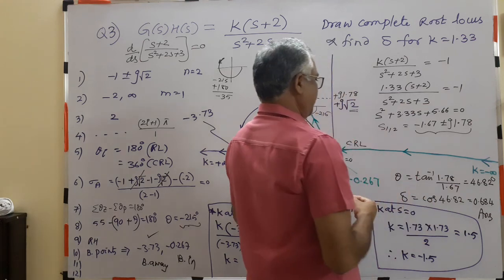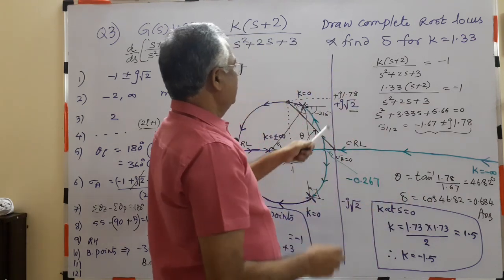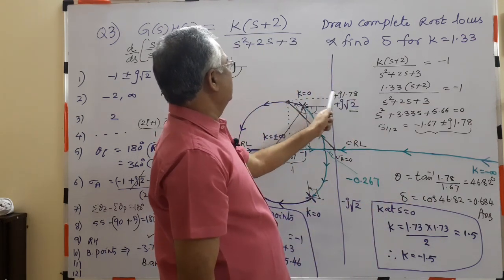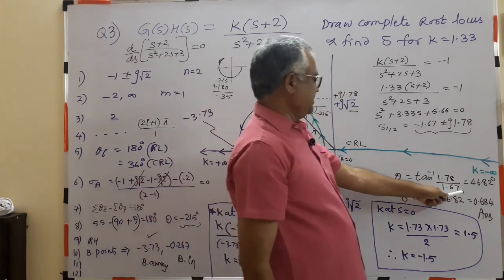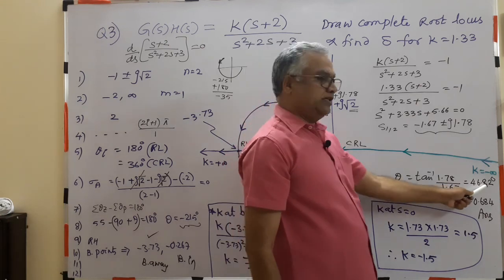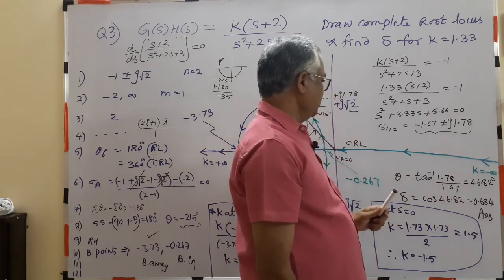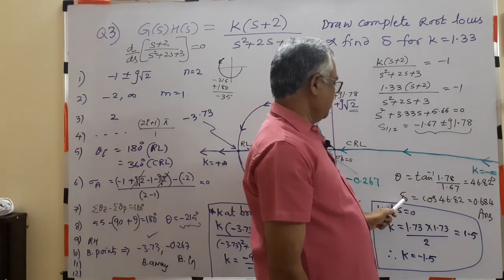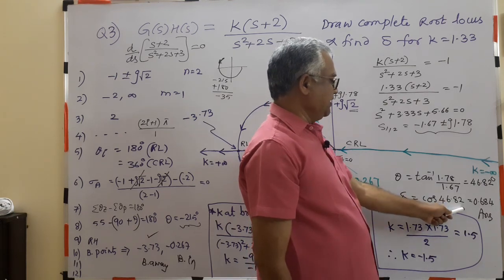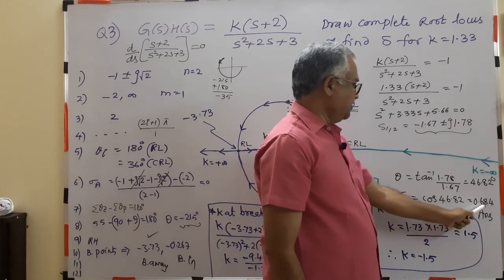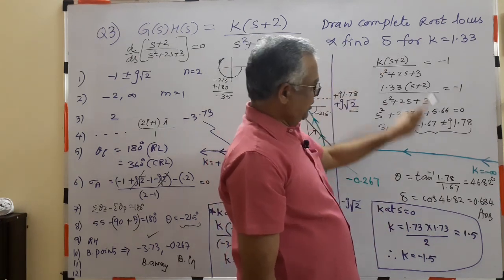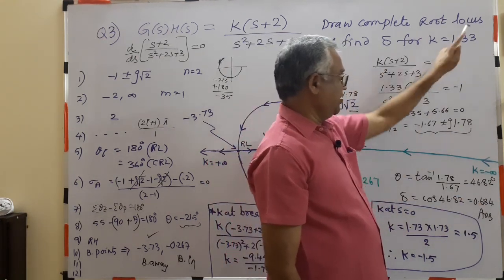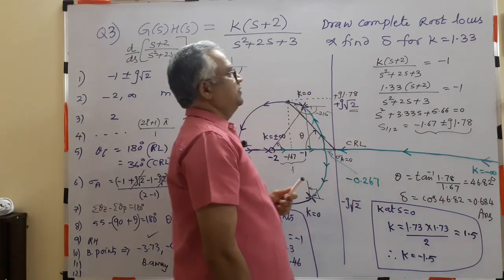Tan inverse 1.78, not root 2. Tan inverse 1.78 by 1.67. So you will get this much degrees. Now theta is over, but what is damping ratio? It is cos theta. Cos of this, you will get 0.684 is the answer. So damping ratio is 0.684 for k equal to 1.33.